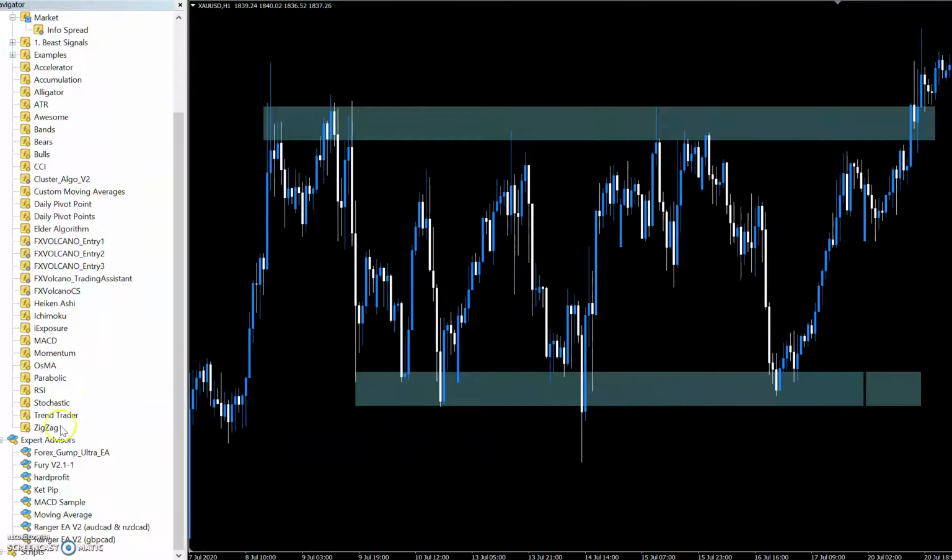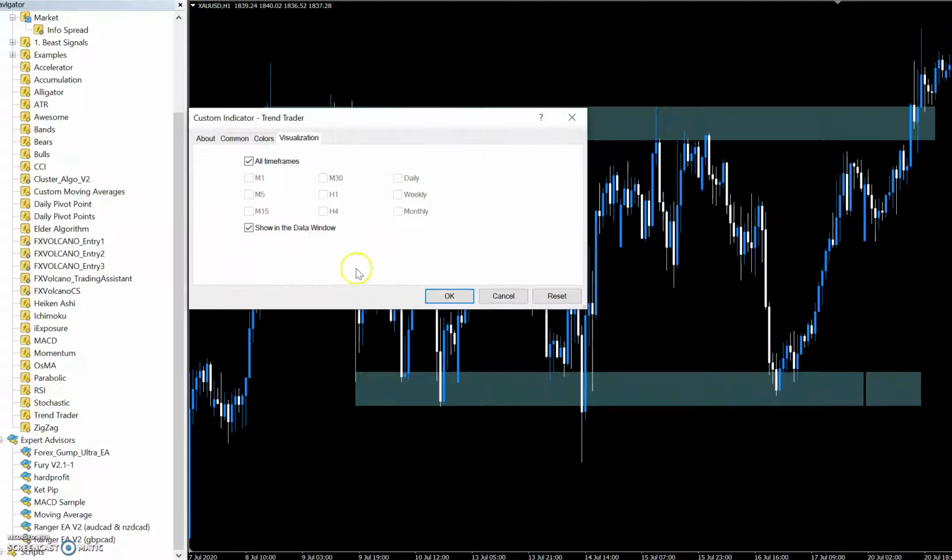So I'm just going to add a custom indicator here called the Trend Trader. This is available to download from the website now. The link for that will be in the description below. I'm just going to apply it to the 1 and 4 hour time frames.